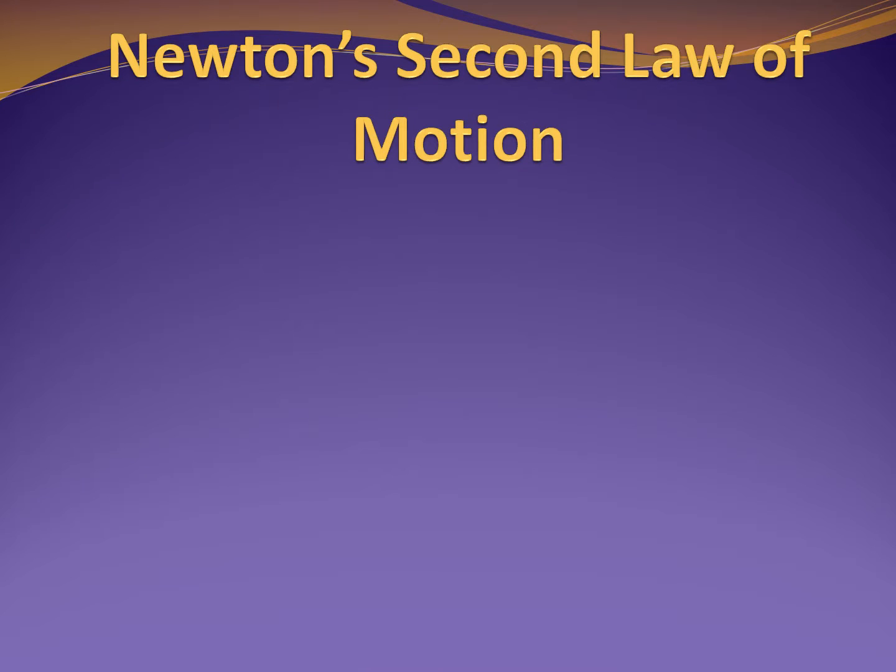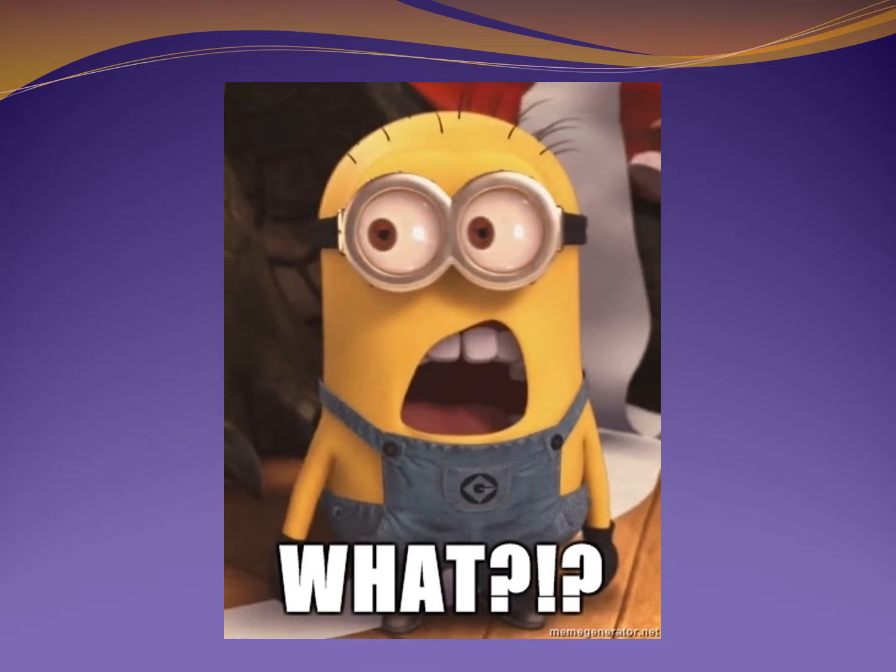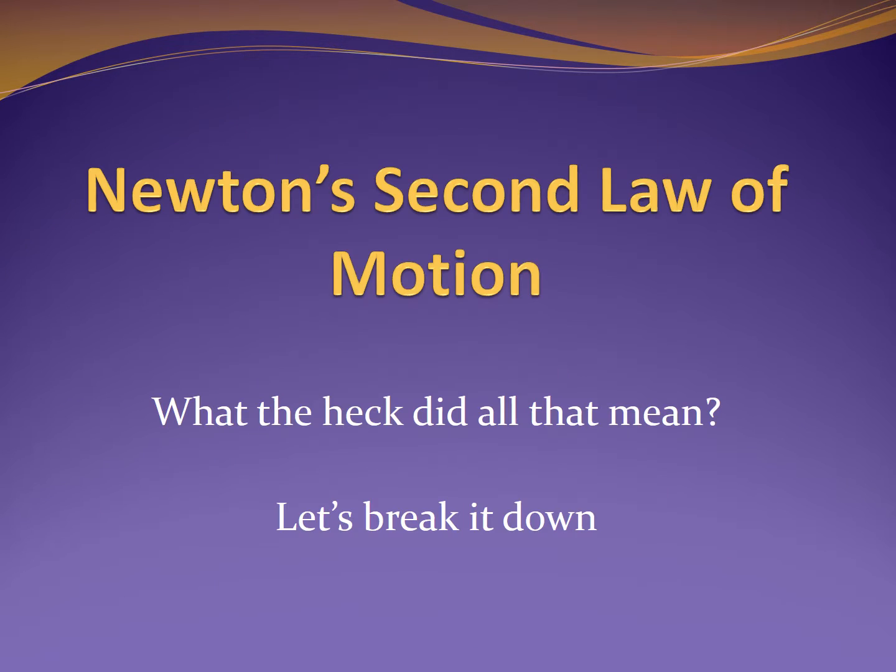So today we're moving on to Newton's second law of motion. To describe the second law of motion, it is a body of mass subject to a force that undergoes an acceleration that has the same direction as the force and a magnitude that is directly proportional to the force and inversely proportional to the mass. So what the heck does that all mean? Let's break it down.